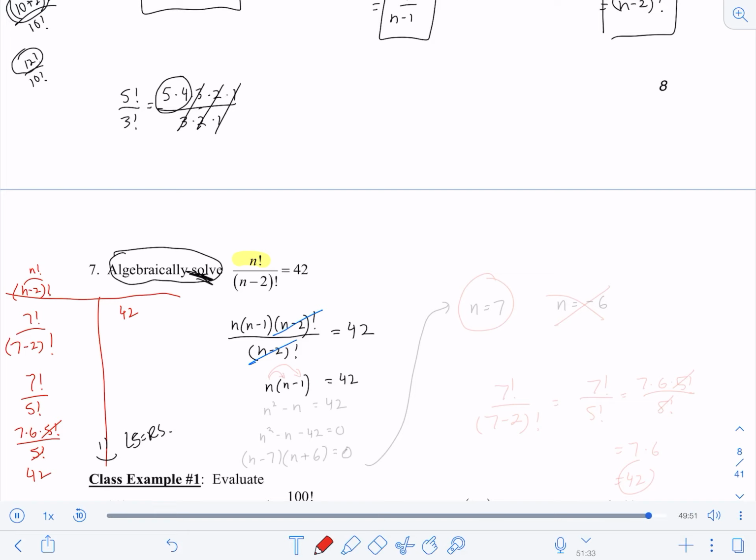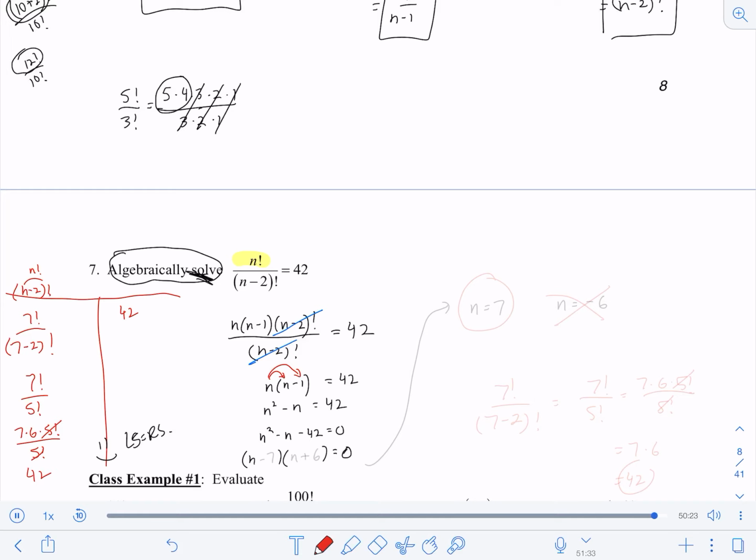And then I'm going to expand this using my distributive property. So n squared minus n equals 42. And then I'll subtract 42 from both sides. And there's a quadratic equal to 0, and I'm going to solve it by factoring to find out what my roots are. So I'm thinking what multiplies to be negative 42, and adds to be negative 1.